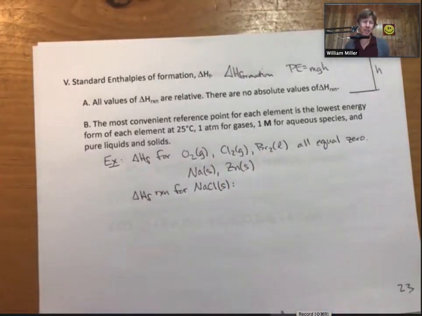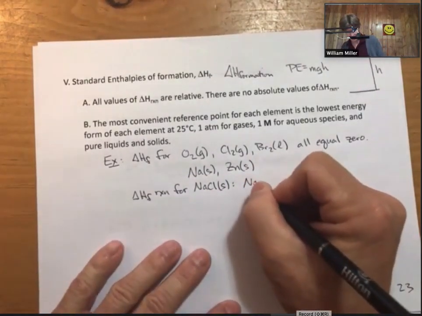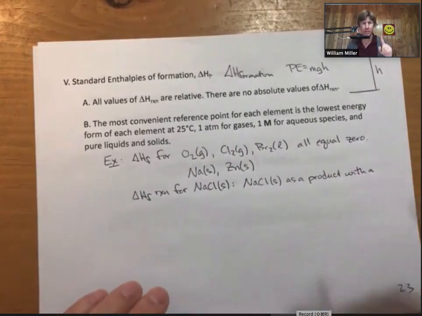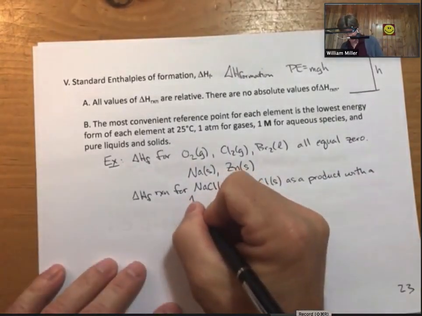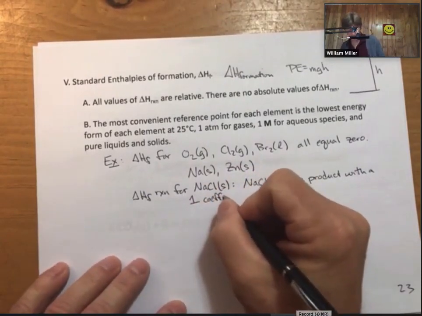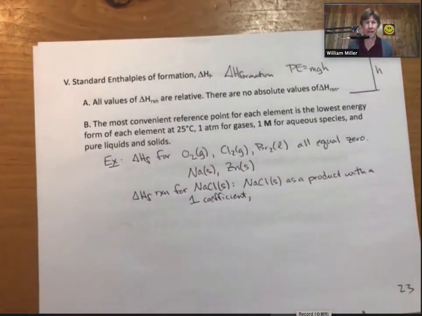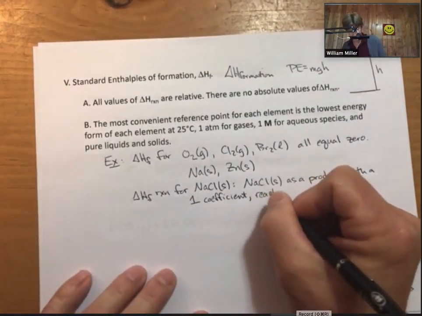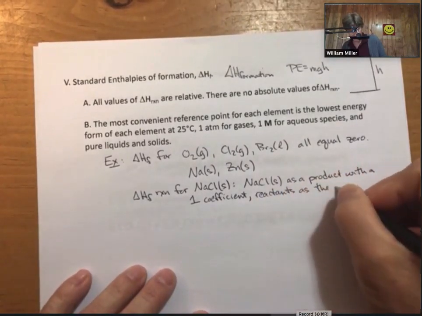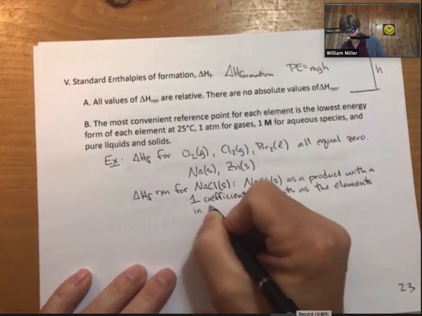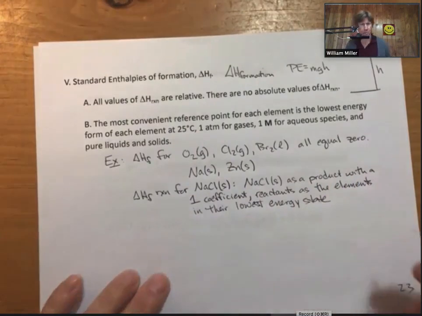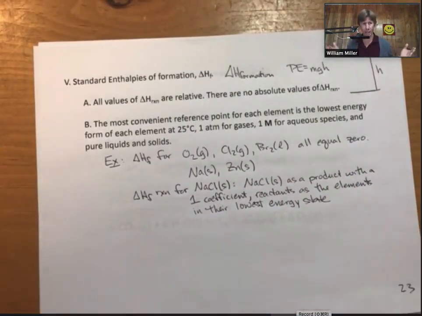And a delta HF reaction for any material has that material as a product, with a 1 coefficient, because we are forming 1 mole of it. It also has reactants as the elements in their lowest energy state, with whatever coefficients they need to balance the equation.